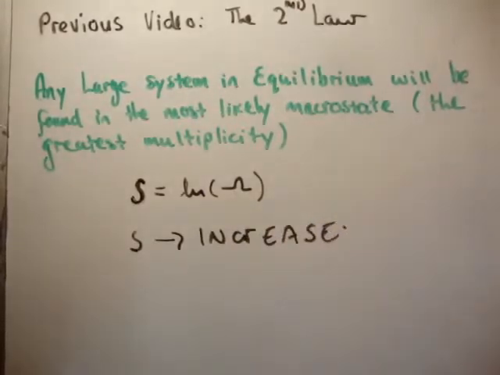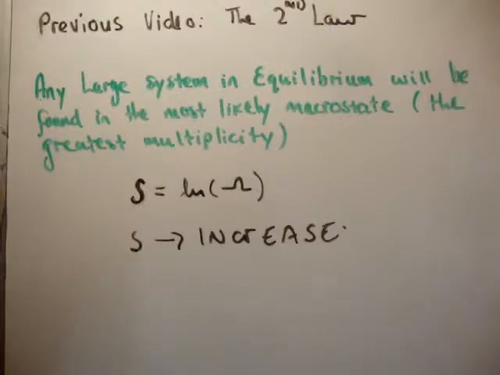So you can paraphrase the second law as follows. You could fully say the second law is any large system in equilibrium will be found in the most likely macro state. Full stop. Paraphrase it, you will say the multiplicity tends to increase. Paraphrase it again, the entropy tends to increase. Okay, so we call it the law of increased multiplicity or the law of increased entropy.